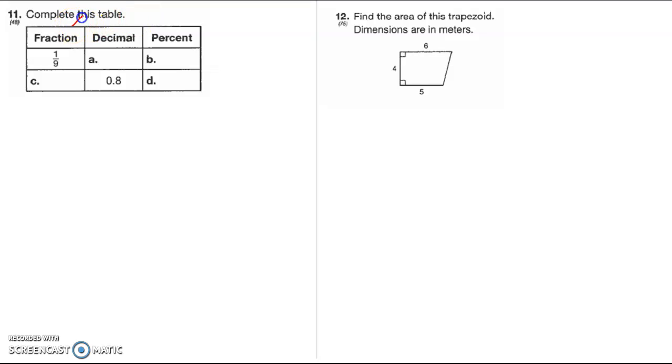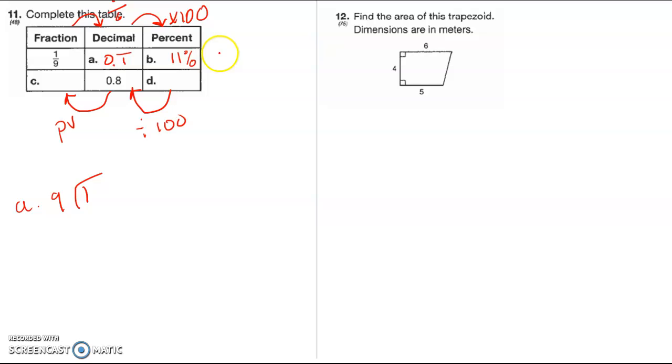All right, so to go from fraction to decimal, we divide. To go from decimal to percent, we multiply by 100. From percent to decimal, we divide by 100. And from decimal to fraction, we go with place value. So to get A, we are dividing 1 by 9, which is something we can do on our calculator. You're going to get 0.1 repeating. When I multiply that by 100, I get 11%-ish. 11.1%, what have you. D will do 0.8 times 100, which gives me 80%.